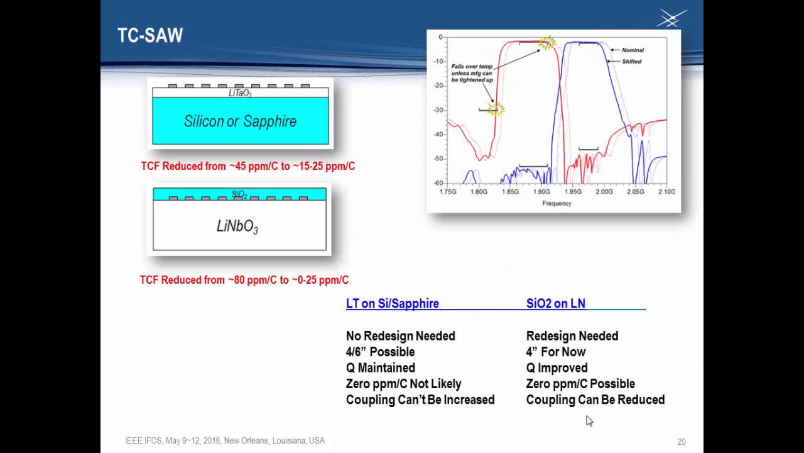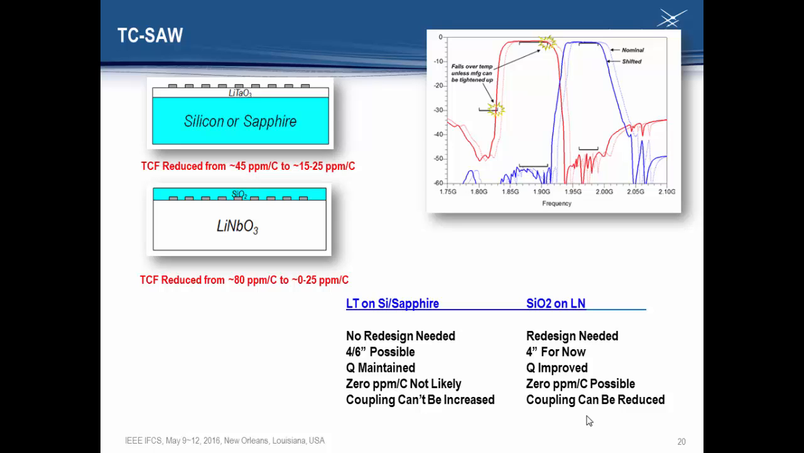I mentioned TCXO. Basically, there are two ways of doing it. One is that you put the substrate on top of silicon or sapphire. You use the silicon and sapphire to limit the movement of the substrate, and by doing that you reduce the linear expansion coefficients. The other way is that you put silicon dioxide or some dielectric coating on top of the substrate, and by doing that, you change the wave type and the wave velocities.